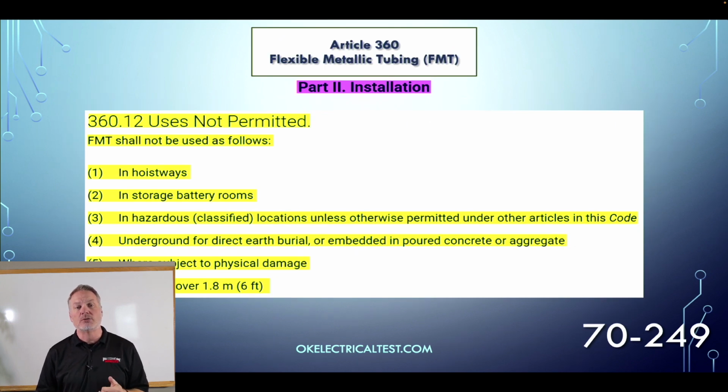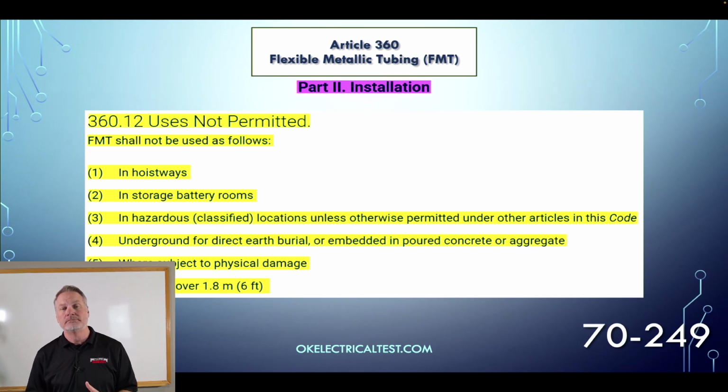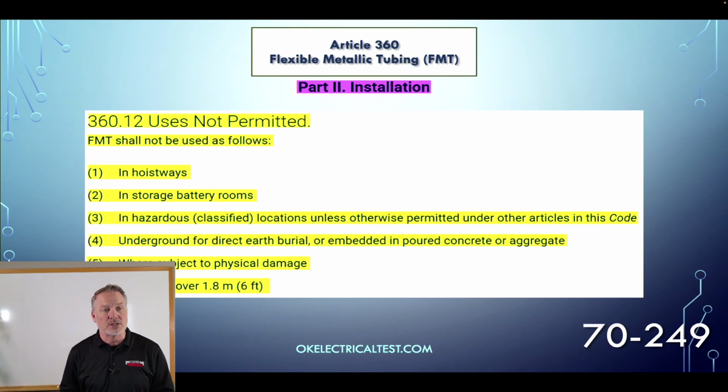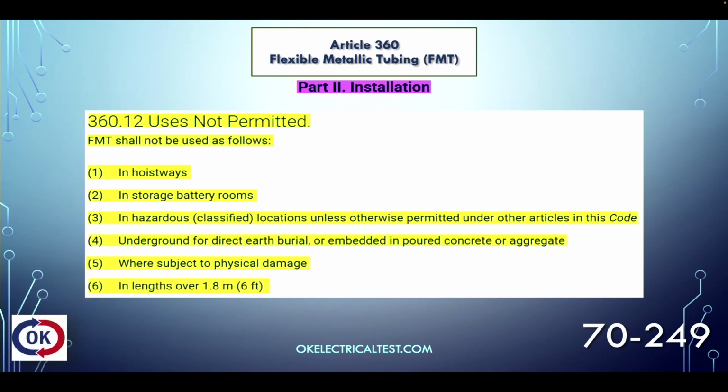All right, time to move on to Article 360, which is FMT, or flexible metallic tubing. We're going to go down to 360.12, which is uses not permitted. So we're not allowed to use FMT in these situations. FMT shall not be used as follows. Number 1, in hoistways. Number 2, in storage battery rooms. Number 3, in hazardous classified locations, unless otherwise permitted in other articles in this code. Number 4, underground for direct burial. Number 5, where subject to physical damage. And number 6, in lengths over 6 feet.